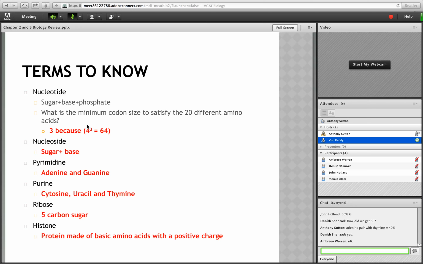Okay. Let's see. Donish, can you type and tell me how the DNA is able to stay wrapped around those histones? Not sure. Okay. So does anybody know? Raise your hand if you do. John or Moment? Okay, good. Go ahead, John.